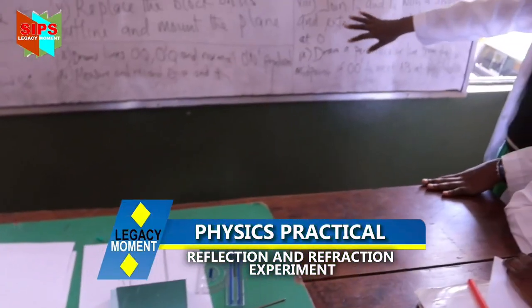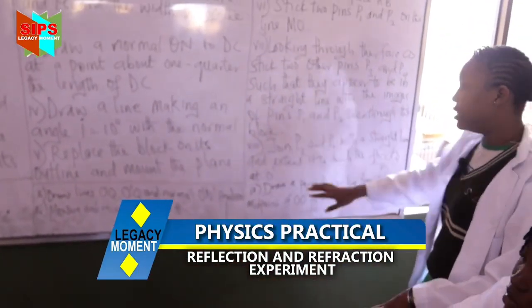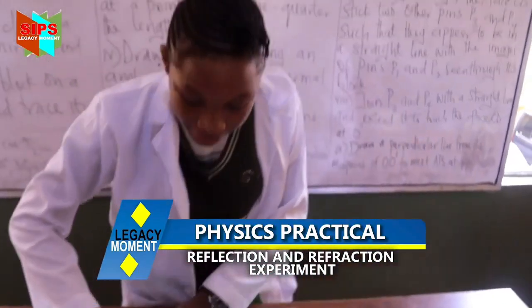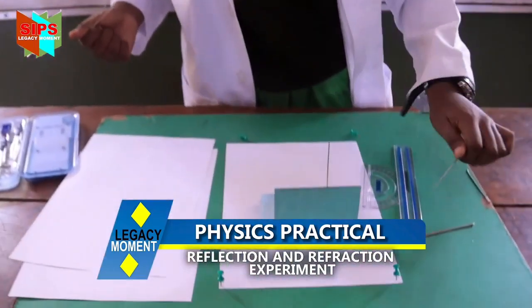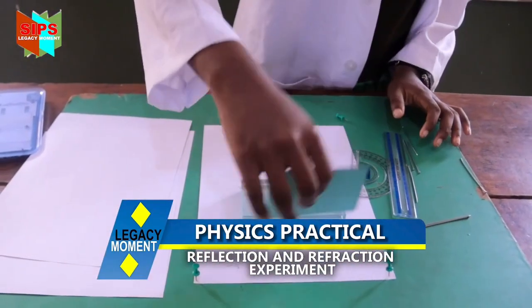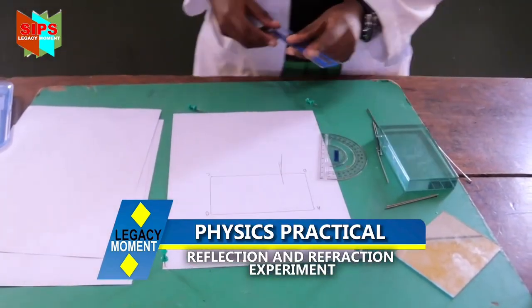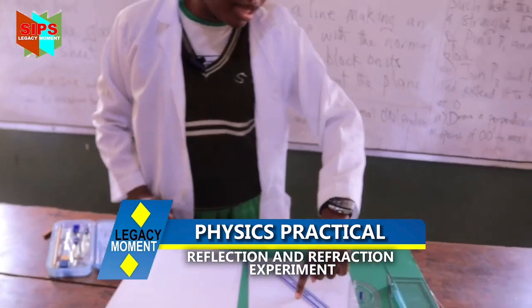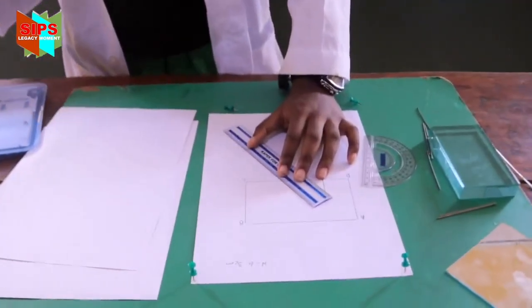Join P3 and P4 with a straight line and extend it to touch the face CD at O. So after placing my pins at P3 and P4, I remove my pins, my glass prism and my mirror. Then draw a straight line connecting P3 and P4 at the line CD.